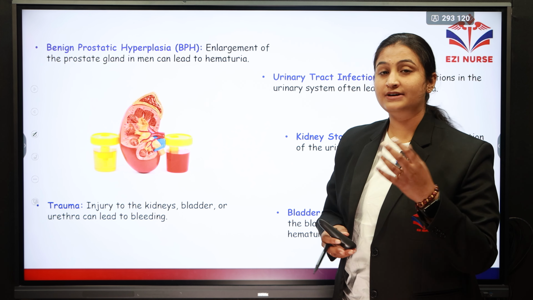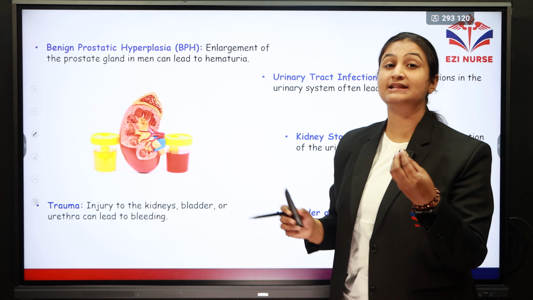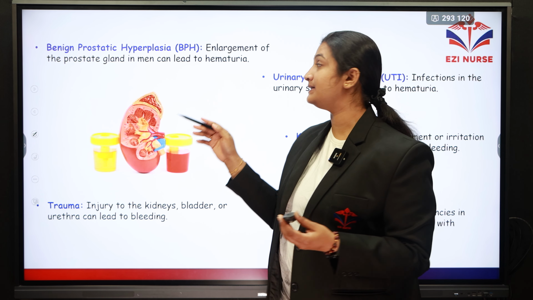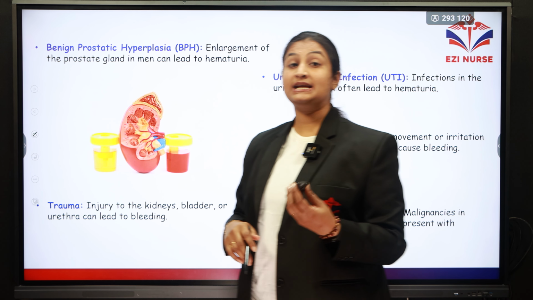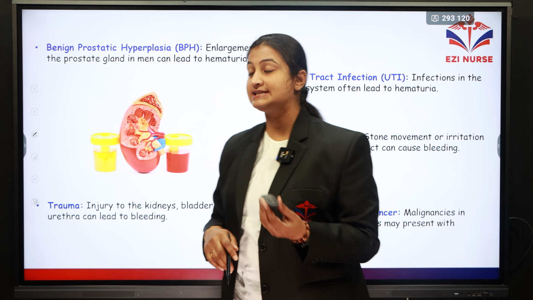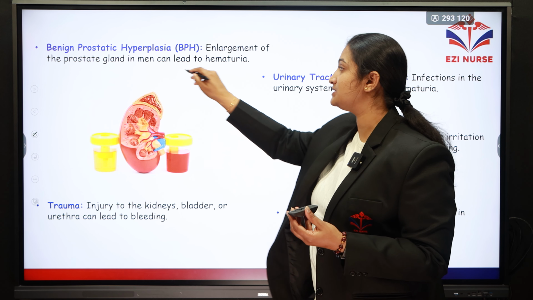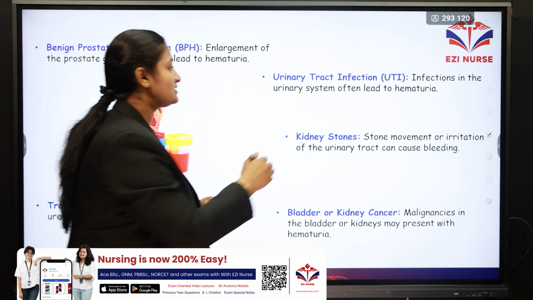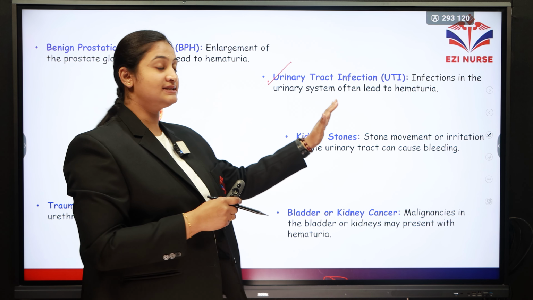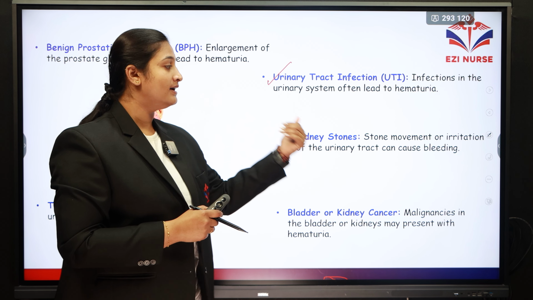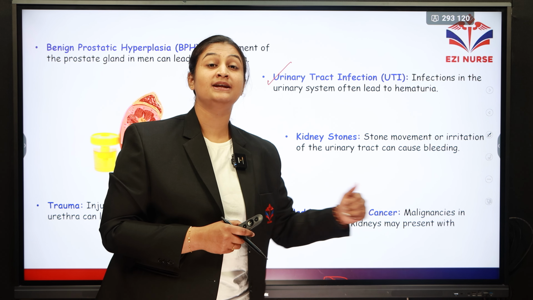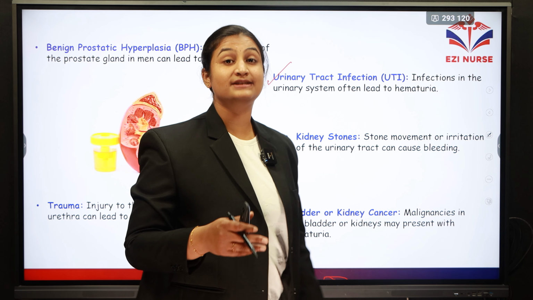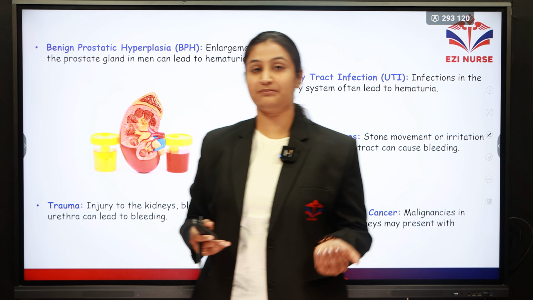Moving forward, in benign prostatic hyperplasia, you have to know its small definitions, okay? So two markers can be there. It is the enlargement of the prostate gland in men. It is usually seen in men and it can lead to hematuria. Next are urinary tract infections. Infections in the urinary system can also lead to hematuria. Kidney stones, that is the stone movement, as well as some irritations of the urinary tract, can cause bleeding. So these are the causes of getting hematuria.